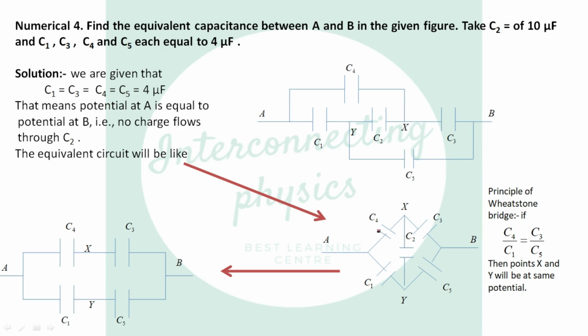Let us see C4 by C1. What is the value of C4? 4 microfarad. What is the value of C1? 4 microfarad.